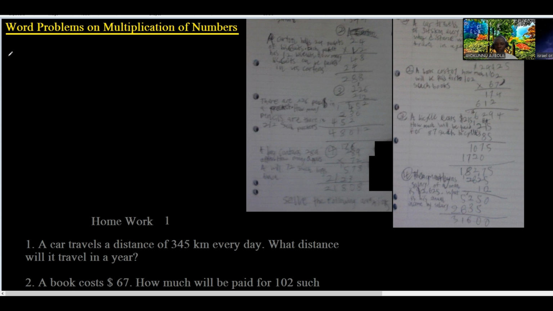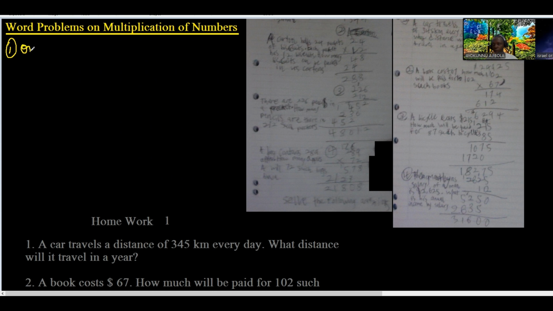345 kilometers every day. What distance will it travel in a year? And that depends if the year is going to be a leap year or a regular year. But since there is no information that it's a leap year, definitely we're going to use the number of days in a regular year.